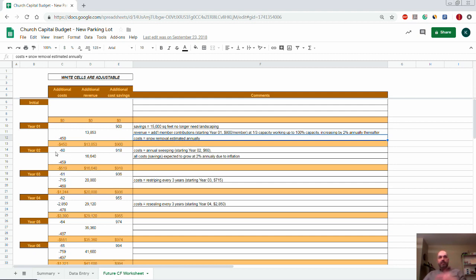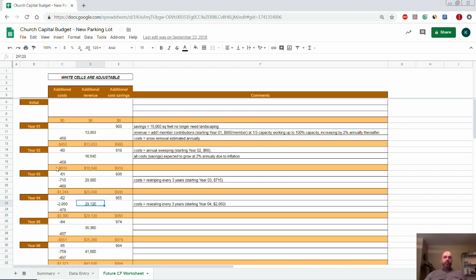But you can see here, I did it for cost, I did it for revenue. Talked about the additional member contributions, starting in year one at a third capacity of the parking lot, working up to 100%. So it just bumped up year after year. Here, I made estimates of additional revenue, taking inflation into consideration. As inflation goes up, $1 is worth less, so people would theoretically donate more. Members would donate more. Things of that sort. So it's really just an area to play around in.